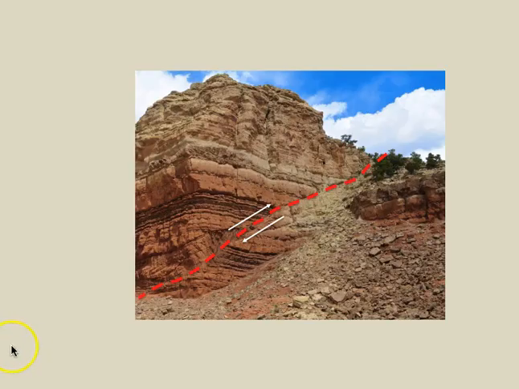Here's a photograph of a small reverse fault here, where the hanging wall block has slipped or slid up over the footwall block. This could be the result of one fairly large earthquake or perhaps several smaller ones.